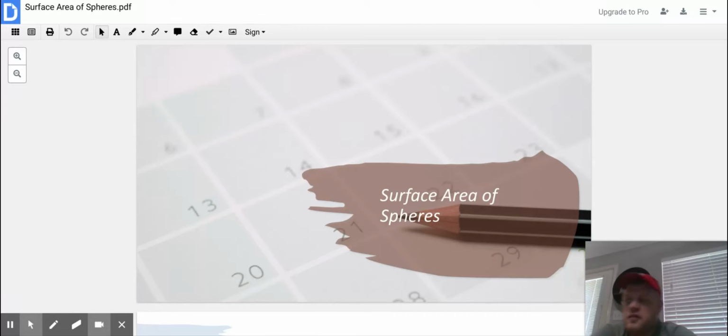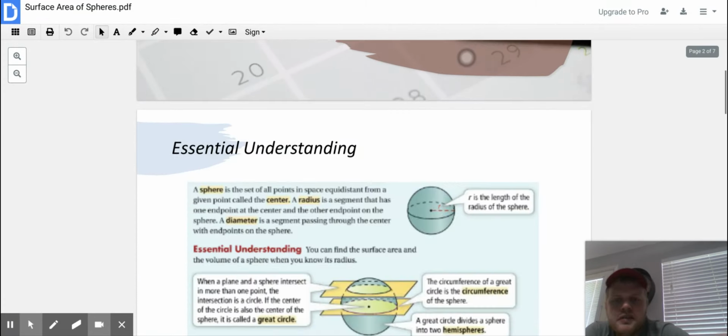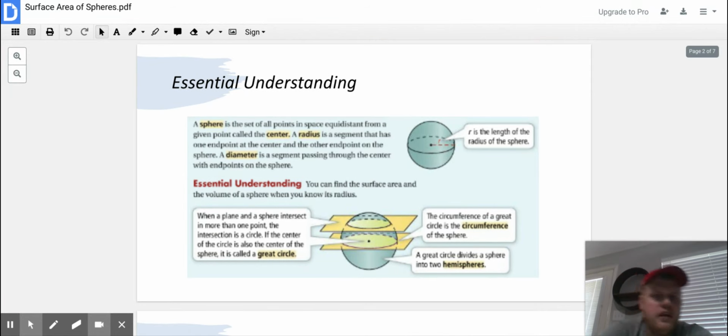All right, so we have a lot of vocab here that we need to cover. In our essential understanding, a sphere is the set of all points in space that are equidistant. Again, remember, equidistant means equal distance from a given point called the center. A radius is a segment that has one endpoint at the center and the other endpoint on the sphere. A diameter is a segment passing through the center with endpoints on the sphere.